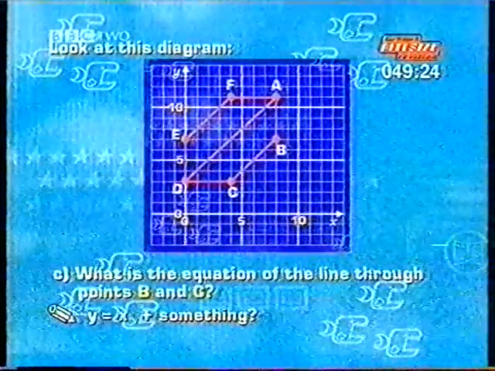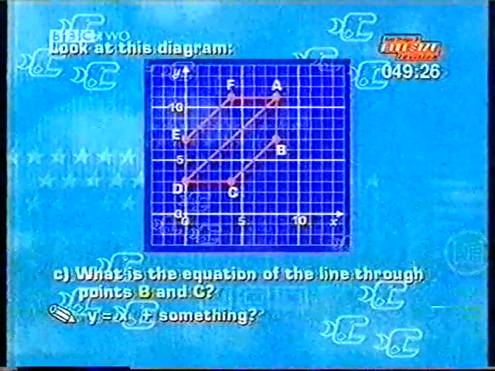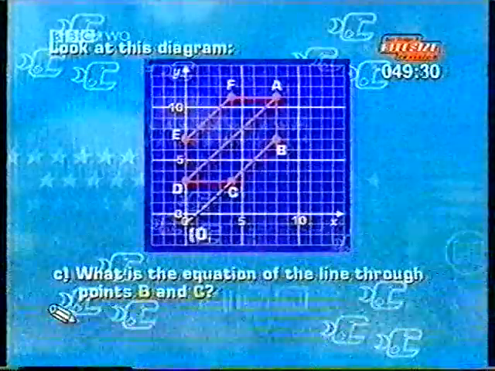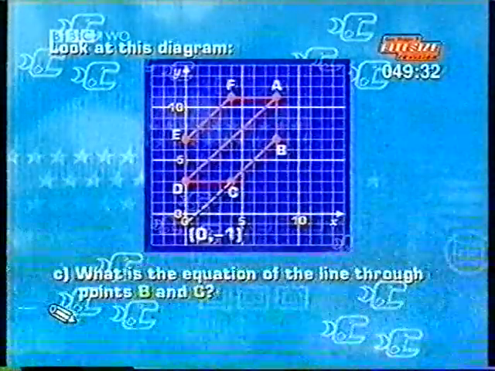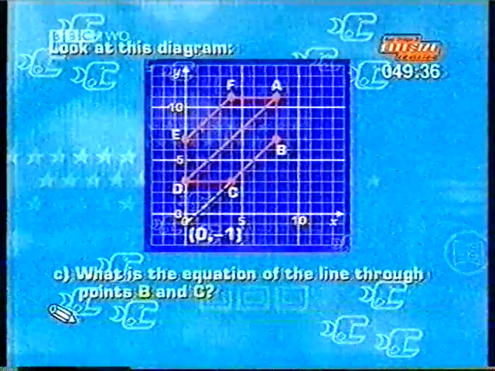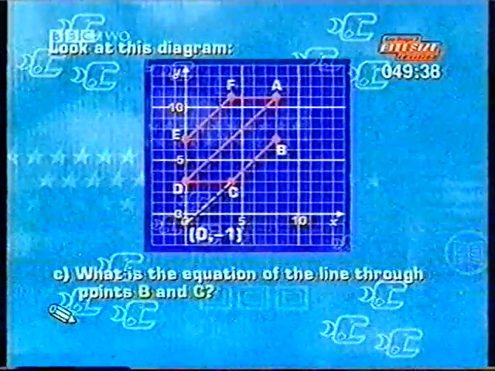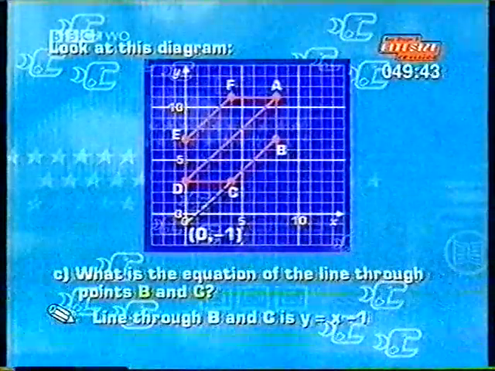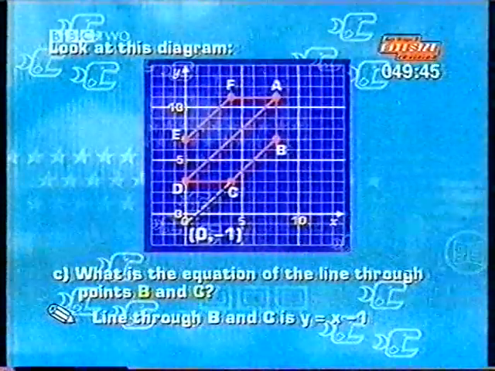This time we can't see where the line crosses the y-axis. So let's extend it until it does. It crosses the y-axis at the point 0, minus 1. The line through B and C therefore has the equation y equals x minus 1.